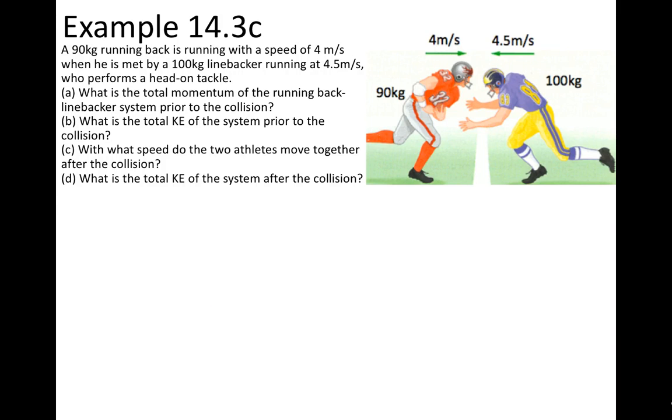Okay, and in our last example, we have a 90 kilogram running back that's running with a speed of 4 meters per second when he's met by a 100 kilogram linebacker running at 4.5 meters per second who performs a head-on tackle. Part A wants us to find the total momentum of the running back linebacker system prior to the collision.